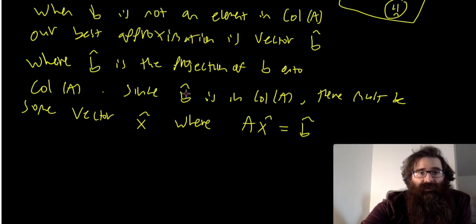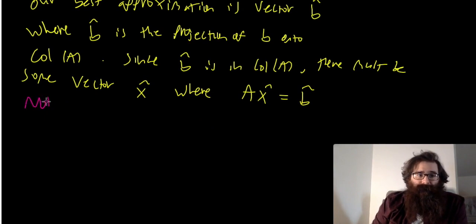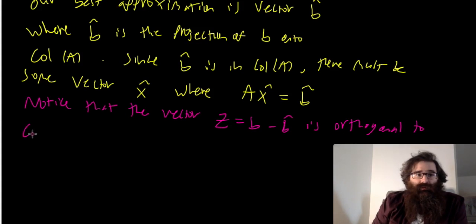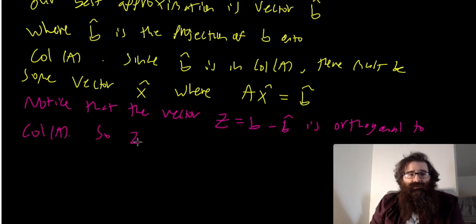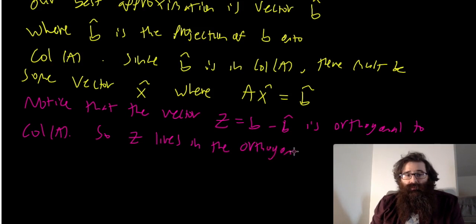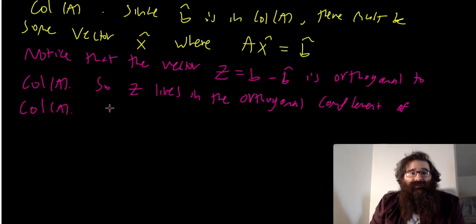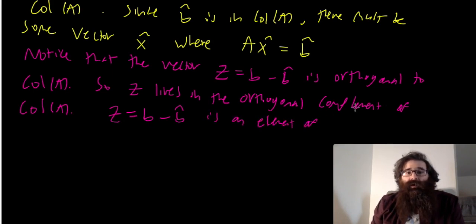I think we could use a break from the yellow. Let's switch up colors. We'll say notice that the vector z, which is equal to b minus b hat, we said, is orthogonal to the column space of A. So z is an element of the orthogonal complement of the column space of A, which means that z equals b minus b hat is an element of, we call it the left null space, but this is really the null space of A transpose.